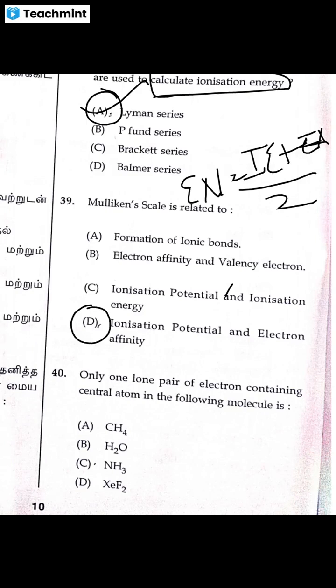The next one, they are asking for the central atom containing only one lone pair of electrons. In methane, there is no lone pair; water has two lone pairs; and ammonia has one lone pair. So option C is the correct one.